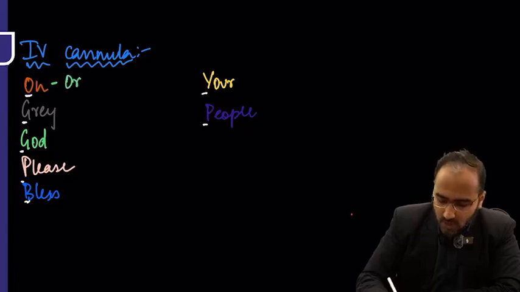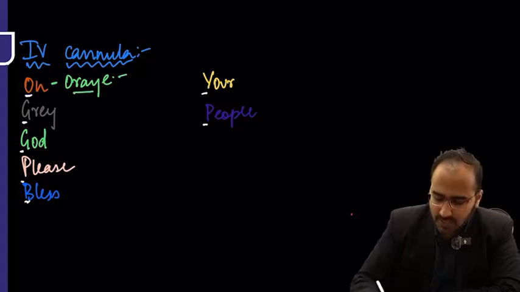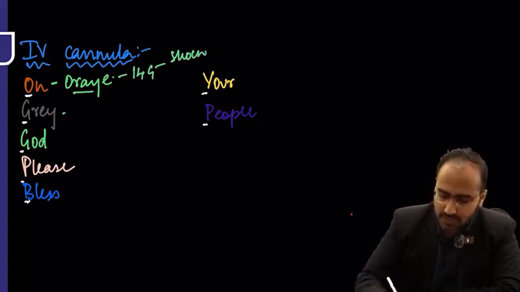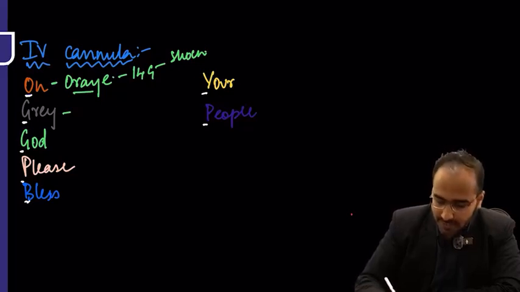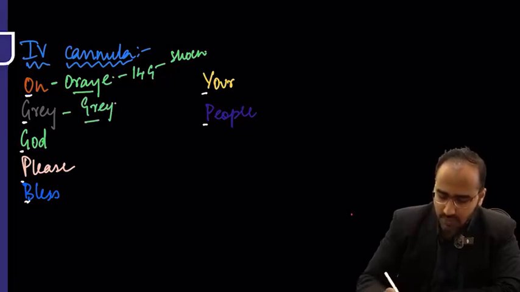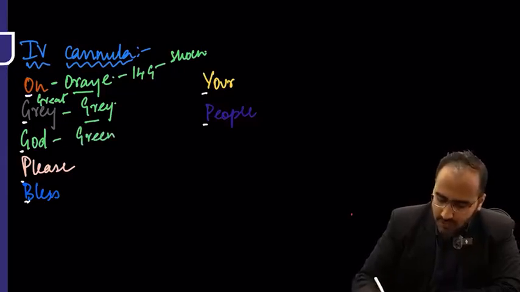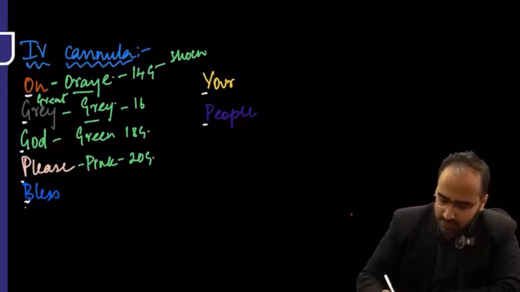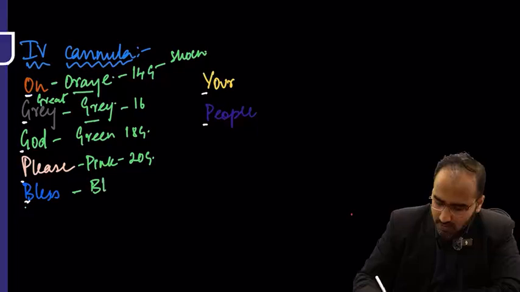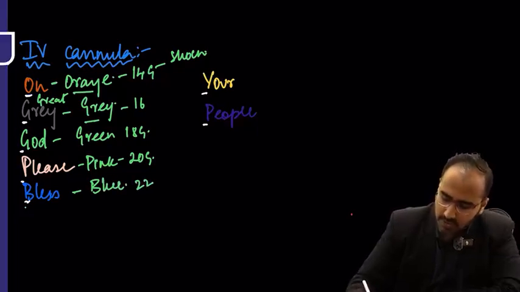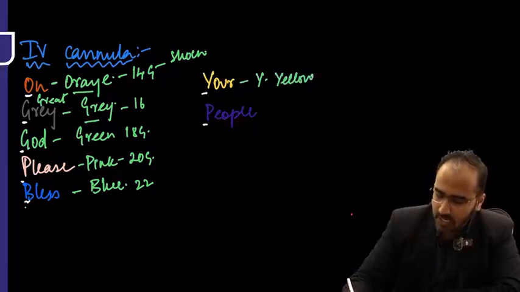O stands for orange color cannula, which is 14 gauge, commonly used in shock. G stands for grey. Oh great God means what, guys? G stands for grey. Okay? One more, G stands for what? Green. Green is 18 gauge. P stands for please, yani P stands for pink in color, 20 gauge. B stands for bless, yani B stands for blue, 22. Y stands for yellow, which is 24, and P stands for people, which is purple, 26 gauge.